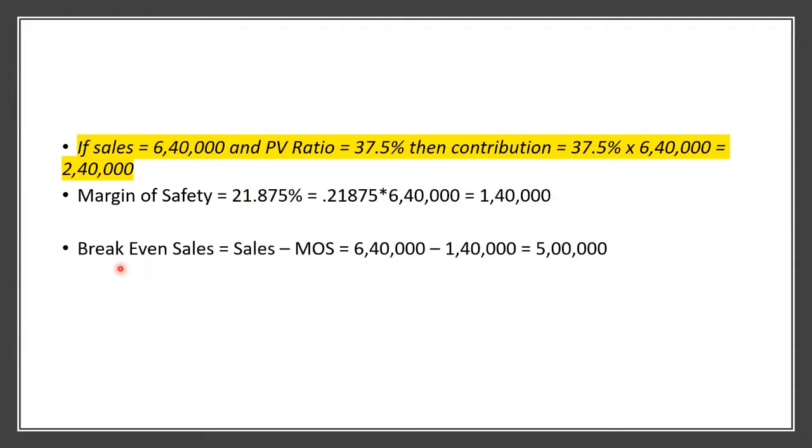Break-even sales is equal to sales minus margin of safety. Naturally, right? The margin of safety itself is after break-even sales. So 6,40,000 minus 1,40,000 will give us the break-even sales for 2014. This is clear. I am hoping this is clear because we have earlier discussed the margin of safety concept. Break-even sales is equal to sales minus margin of safety. 6,40,000 minus 1,40,000.